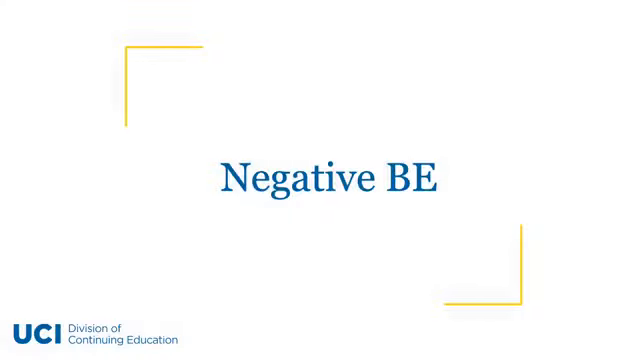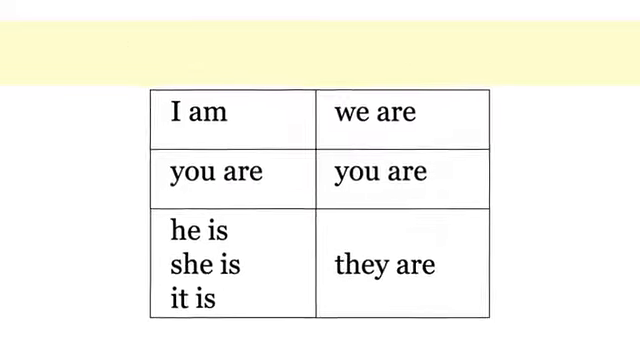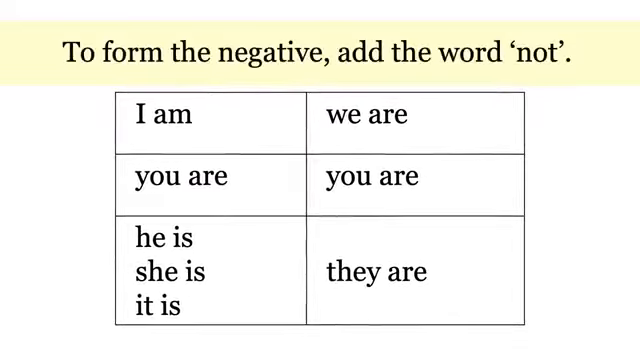Negative be. This lesson is about how to form be in the negative in the simple present. Remember the be verb chart. There are 3 forms: am, is, are, and the negative of be is simple. To form the negative, add the word not.